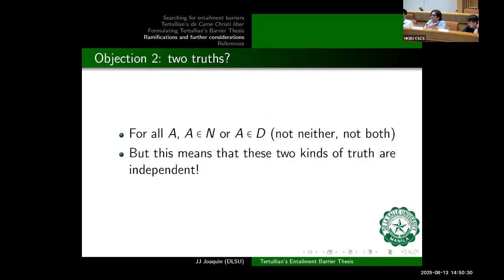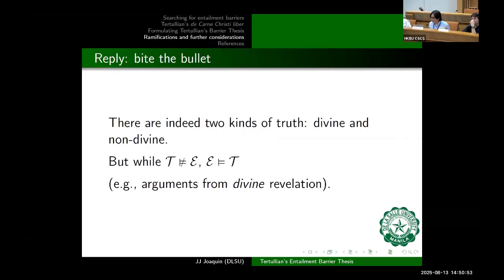You might say, oh, wait, does this mean that we're led to a kind of two truths view? So for all sentences A is either in N or in D, but not both and not neither. So if this is the case, then perhaps you could have a kind of Averroes idea that you have two truths, one divine and one non-divine.